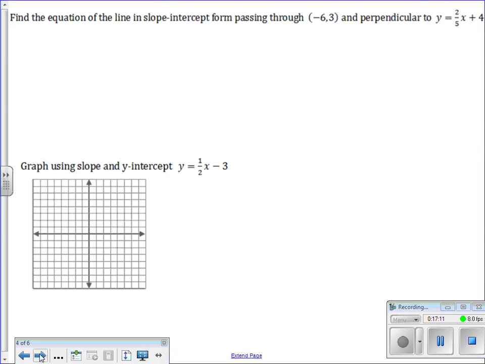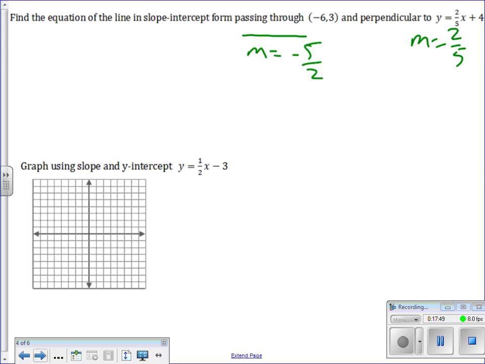Okay, find the equation of the line in slope-intercept form passing through negative 6, 3 perpendicular to the given line. Okay, perpendicular slopes are opposite inverses. So the slope of this one is 2/5. So what's the slope of my new line going to be? Negative 5/2 because they're perpendicular. Negative 5/2.